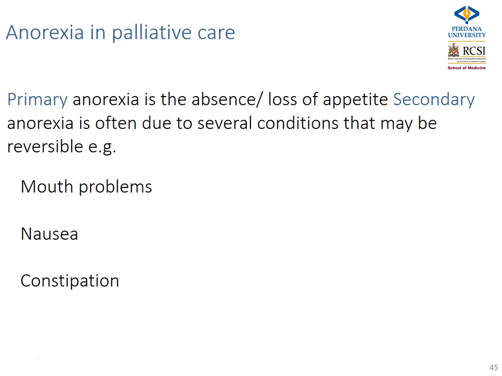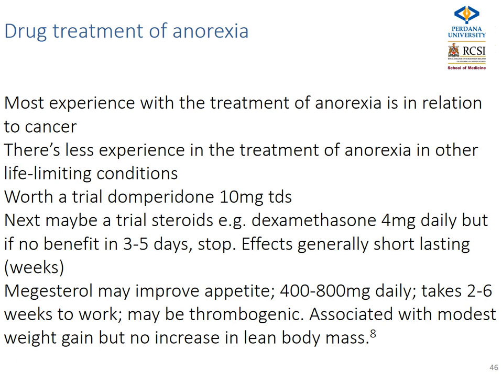Anorexia as a symptom is common, and it may arise due to the primary condition, and it may also be secondary to other things. For example, people on steroids may have mouth problems and oral thrush, may have nausea. Constipation can also give rise to a poor appetite.